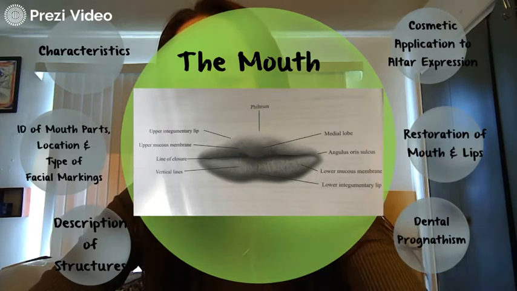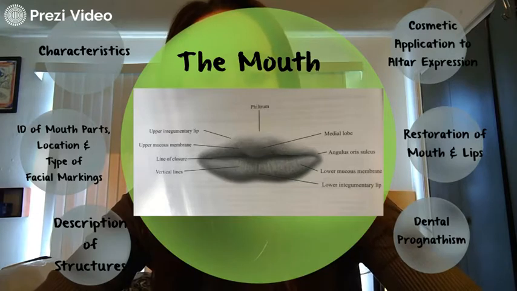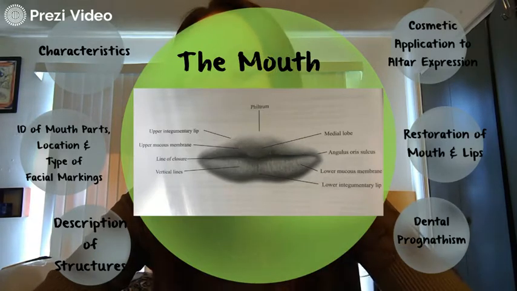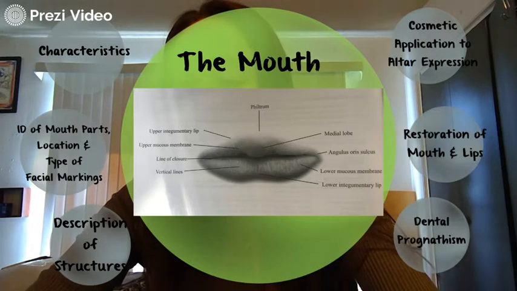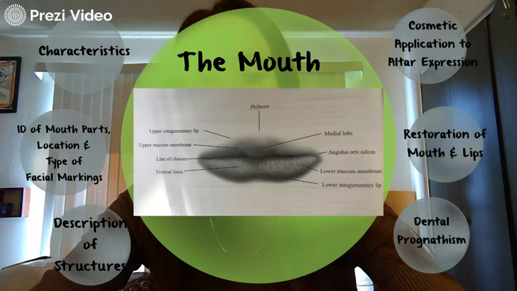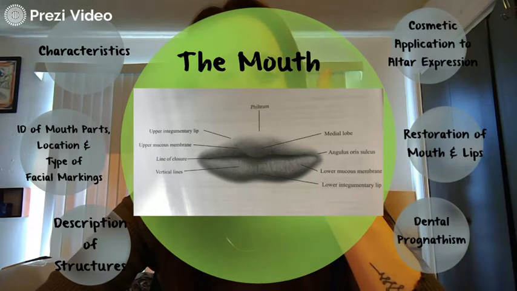Next is the medial lobe. The medial lobe is the tiny prominence on the midline of the superior mucous membrane or upper lip. It's going to be right below the philtrum in this photo, that protrusion right in the center on the upper lip. Next is a line of closure. We all know that as a line that forms between the two lips when they come in contact with each other. And the philtrum, which is the area that's right above the medial lobe on the superior integumentary lip, right below the base of the nose, that indent.